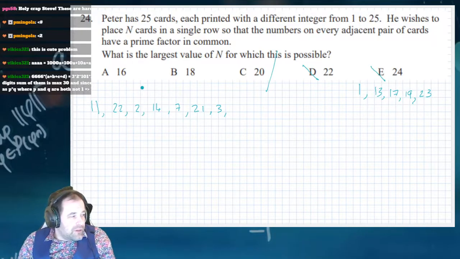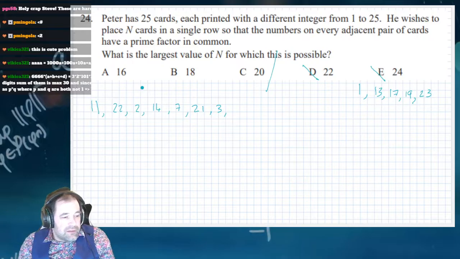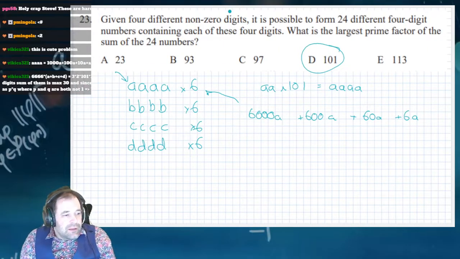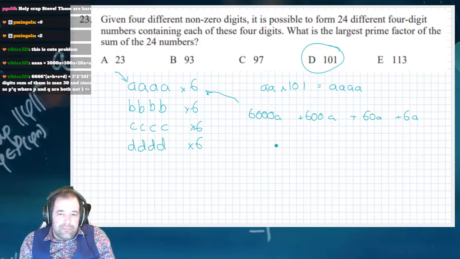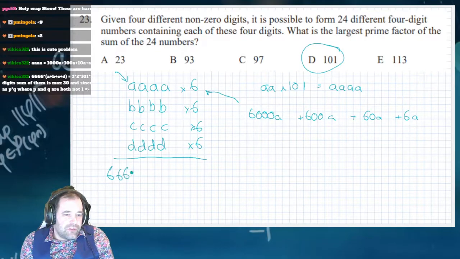All right, I'm going to read out what Vic's written. He said, this is for the previous question. Vic is also very good at maths. He said the sum of these is 6,666 times A plus B plus C plus D. So whatever A, B, C, and D are, your prime factor has to go into 6,666. We know 101 goes into 6,666.